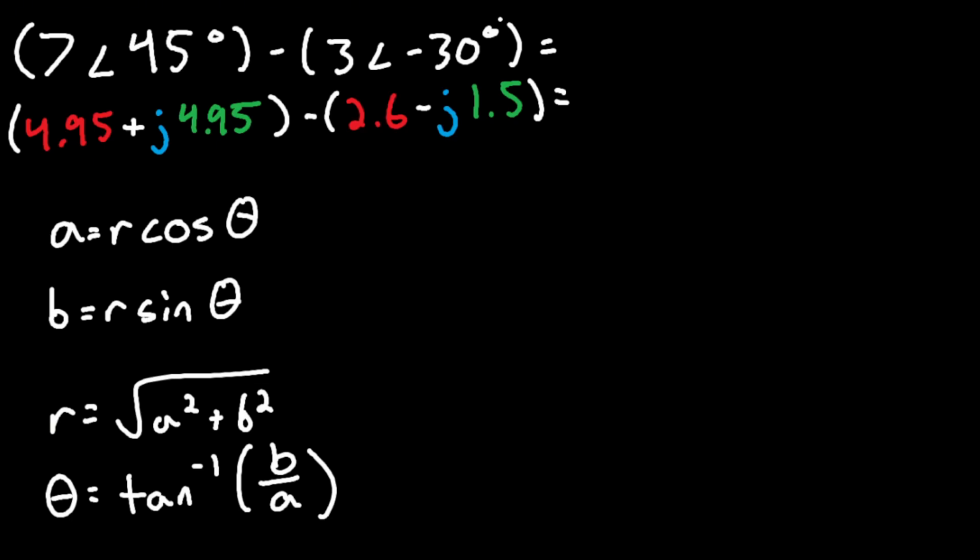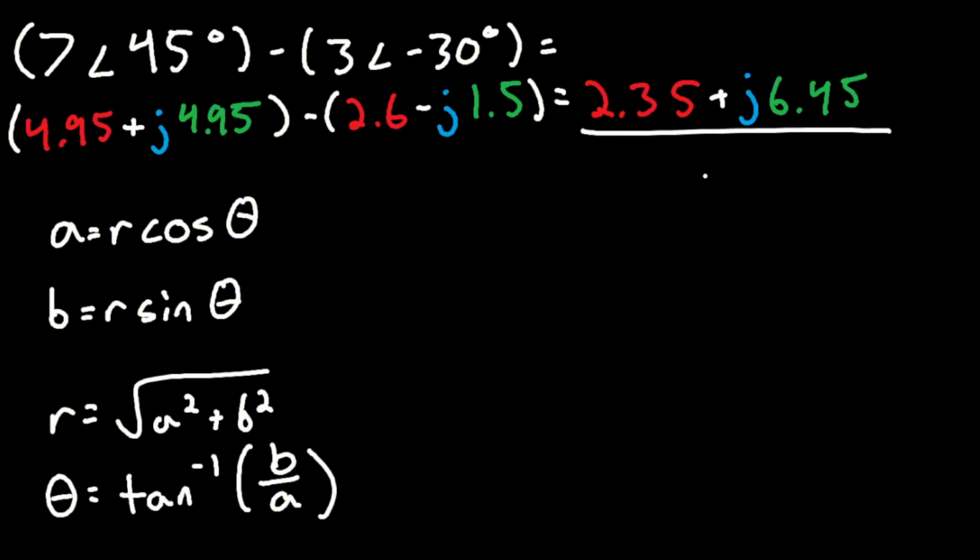So for the real number, we get 2.35 plus j, the imaginary number, is just 4.95 plus 1.5, right? These negatives cancel out to get pluses. So we should get 6.45 here.